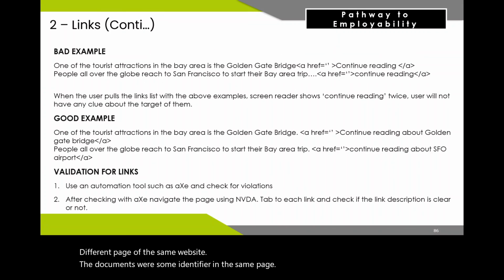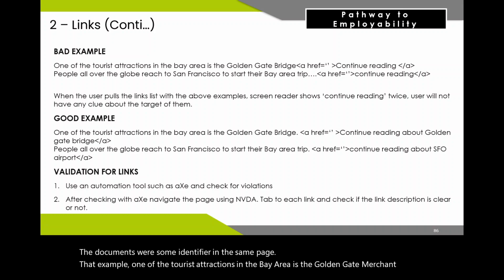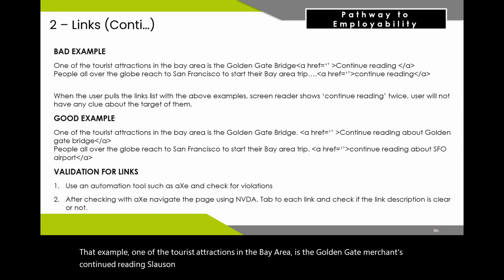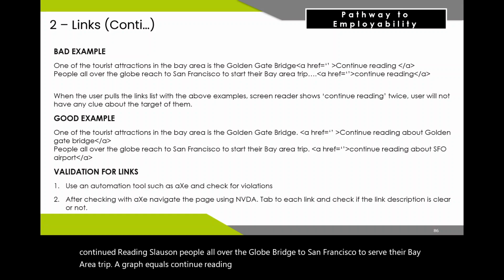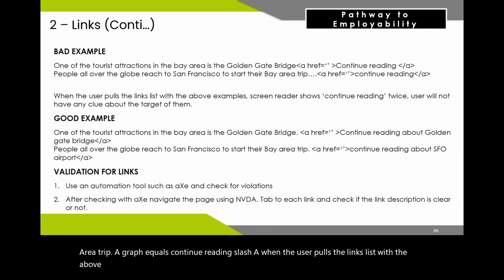Bad example. One of the tourist attractions in the Bay Area is the Golden Gate Bridge. <a href=...>continue reading</a>. People all over the globe reach San Francisco to start their Bay Area trip. <a href=...>continue reading</a>. When the user pulls up the links list with the above examples, the screen reader shows "continue reading" twice, and the user will not have any clue about the target of them.